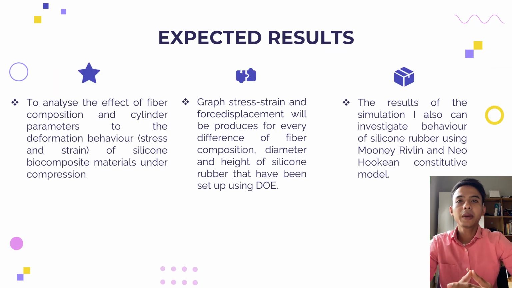Expected result. The expected result from this simulation is to analyze the effect of fiber composition and cylinder parameters on the deformation behavior, stress and strain of silicone biocomposite material under compression. Graphs of stress, strain and force-displacement will be produced for every different fiber composition, diameter and height of silicone rubber that have been set up using DOE. From the graphs, I will analyze and compare the results of the simulation. Furthermore, from the results, I can also investigate the behavior of silicone rubber using Mooney-Rivlin and Neo-Hookean constitutive models.